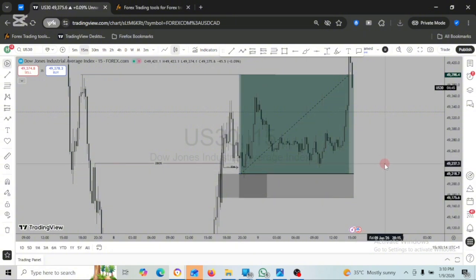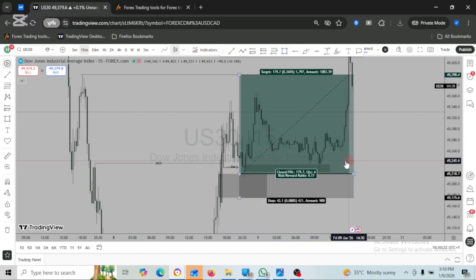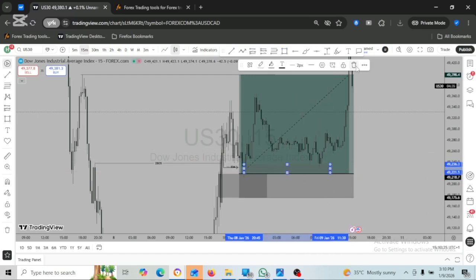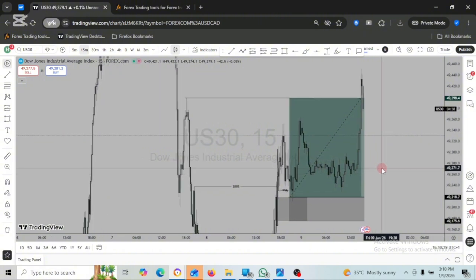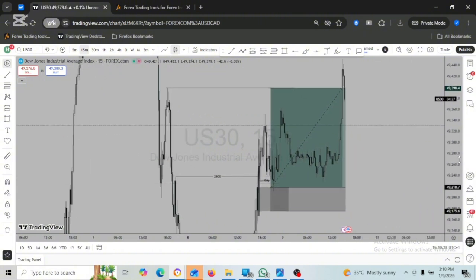Price came back today again. I was not on sit. It mitigated this demand zone. This was a second entry, but I was not on sit. And you can see price just smashed our take profit. So that was how the trade was anticipated.